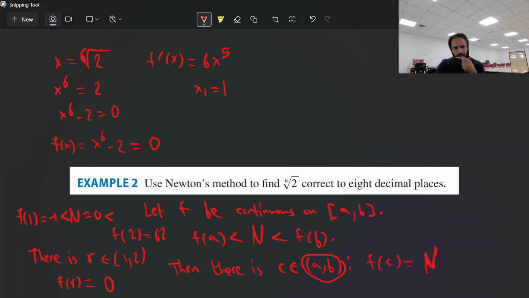What about 2? You can choose 2, but 2 is not good enough. Because see here, which number is closer? The value at 1 or the value at 2? The value at 1 is -1. So the difference between 0 and -1 is just 1, right? But what's the difference between 0 and 62? 62. So 1 is the perfect choice, right? You can choose 1.5 if you want. But 1 is easier and closer to the solution. Now let's apply the method.